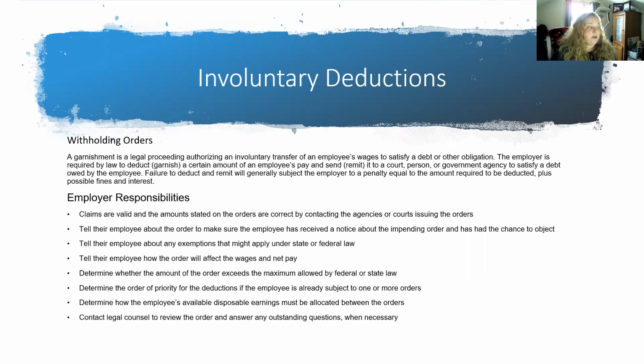The employer must also tell the employee how the order will affect their wages and their net pay. The employer must determine whether the amount of the order exceeds the amount allowed by the Fed or by the state law. If there's multiple orders in place, the employer must also determine which one has a higher priority. They must be able to calculate the employee's disposable earnings to be able to allocate between multiple orders, and they must contact legal counsel to review an order and any outstanding questions if they have any.